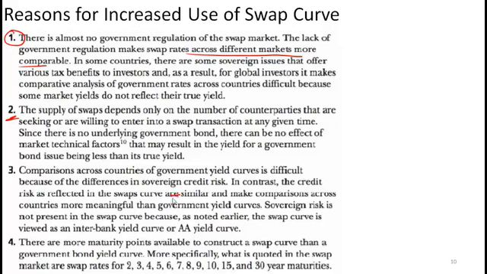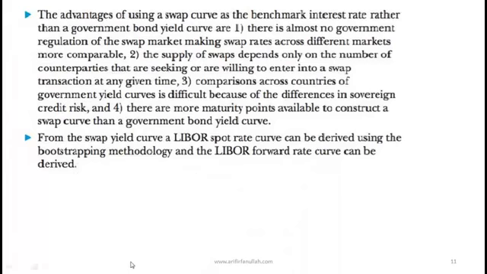Okay, next, comparison across countries of government yield curves is difficult because of the differences in sovereign credit risk. So is there more sovereign credit risk in Pakistan than there is in, say, just pick another developing country like Malaysia? Probably. So again, comparing government yield curves is an issue. And finally, there are more maturity points available in a swap curve than in the government bond yield curve. So not a very difficult point.